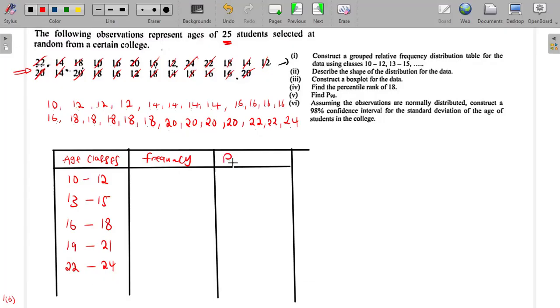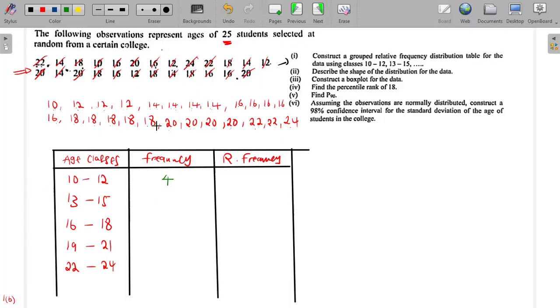And then here, we're going to have the relative frequency. Okay, very easy things. So now we just have to count how many numbers are between 10 and 12. So that would be 1, 2, 3, 4. So that would be 4. So I'm going to write 4.